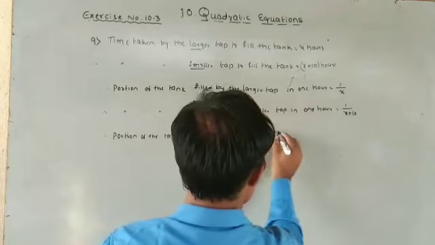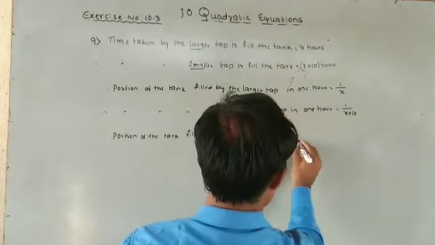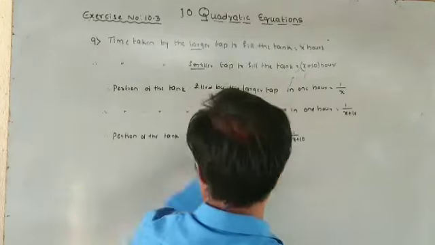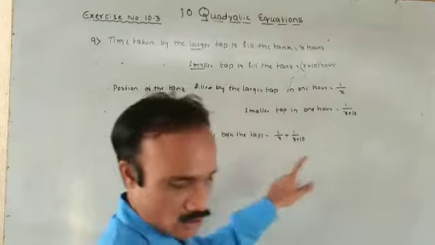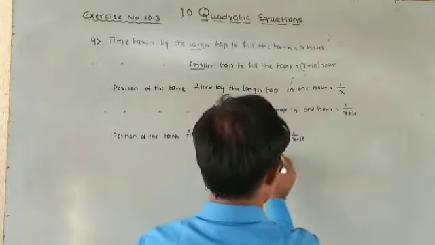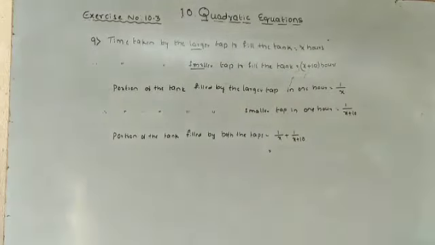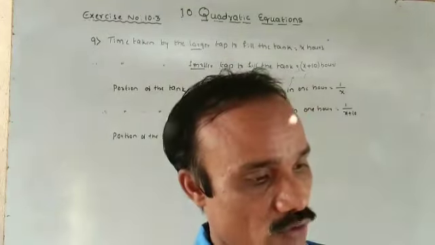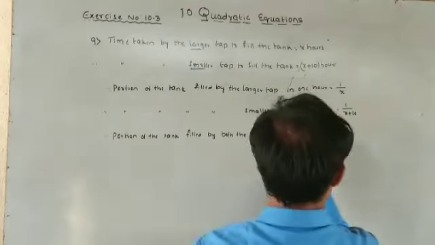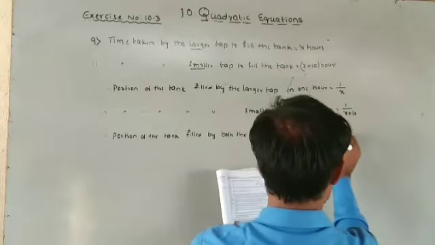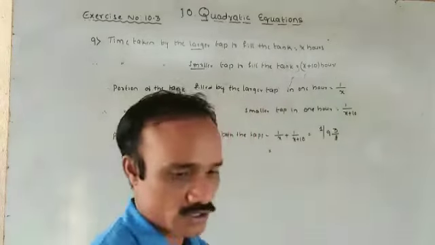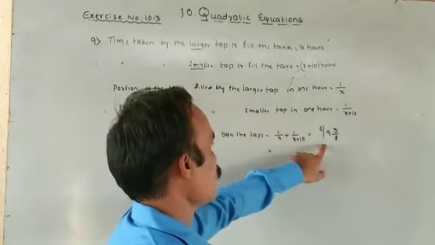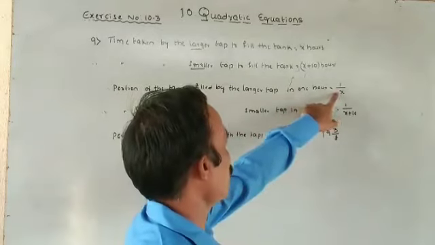So what is the root of this one? 85 divided by 2. I'll write in this part. x is equal to minus 5 plus 85 divided by 2. And therefore, x is equal to 80 by 2. So this is equal to 40 kilometers per hour.